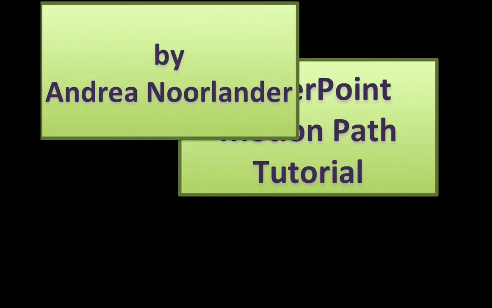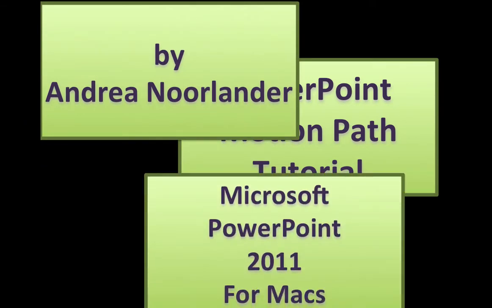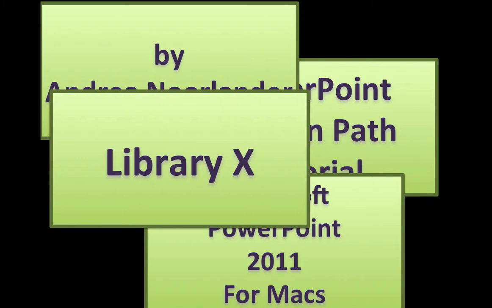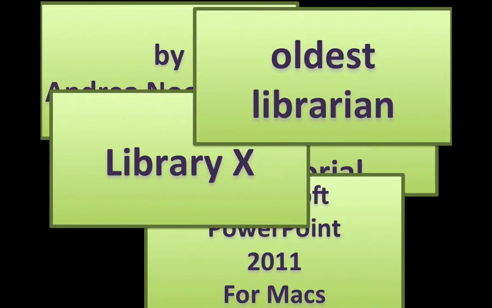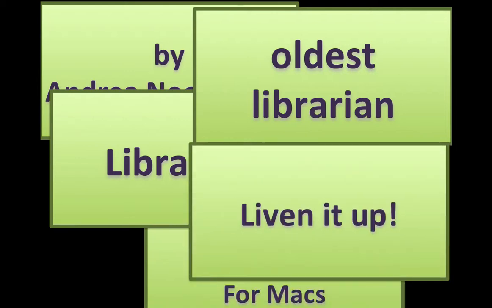This tutorial is going to cover applying and adjusting a motion path to a text box on Microsoft PowerPoint 2011 for Macs. Here at LibraryX, we have monthly presentations created in PowerPoint to present announcements and review library policies at our library staff meeting. Our oldest librarian is usually in charge of preparing the presentation. The younger staff members have been complaining that the presentations are a bit dry.